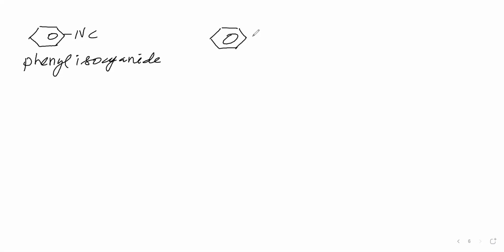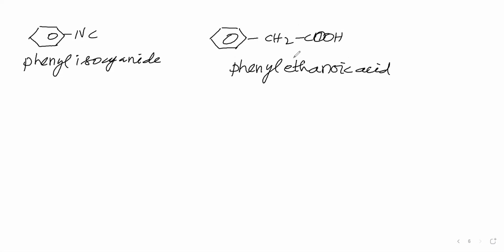Next, this phenyl ring will take CH2COOH. This part we will take as a substituent, so phenyl. This part we will take as the parent. Two carbon atoms present, eth. Primary suffix en, in that the last letter e we will drop. Carboxylic acid we say oic acid. Now the position of phenyl: let us say this is number 1 carbon, this is number 2 carbon. So, 2-phenylethanoic acid.